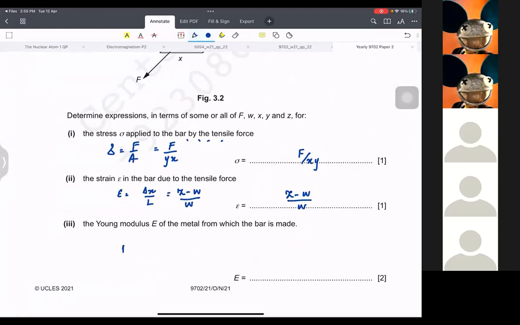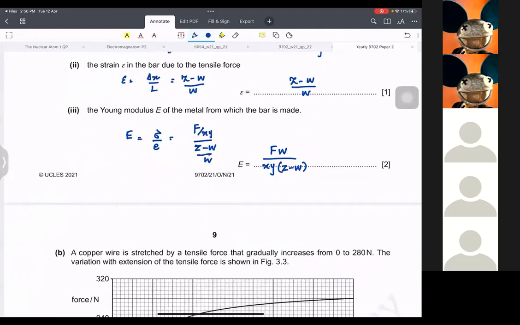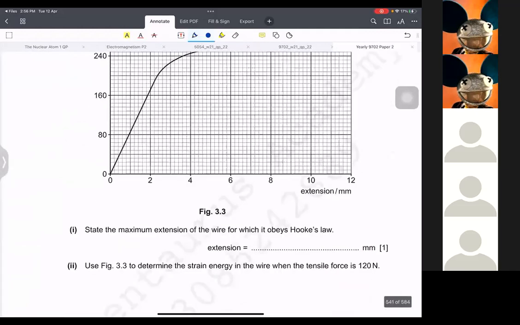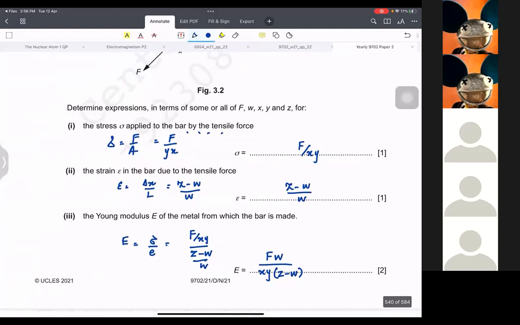Then the Young modulus. Young modulus is given by stress over strain. Okay, so X will go up, W will be multiplied on top. So I think it should be F times W divided by X, Y, Z minus W, like this. If you have any questions, please let me know. All right, now going to this. Sir, for part three, if we leave it in the original form, is it fine? Yeah, if you leave it like that. Yeah, I think it's going to be separate.